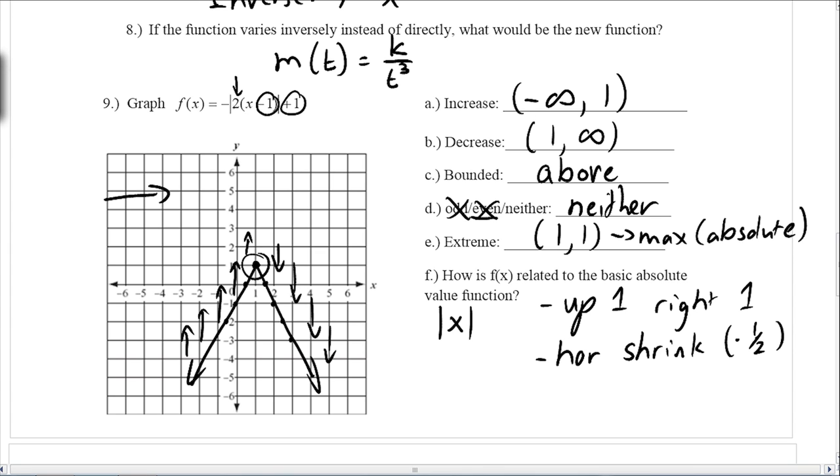And this 2 right here, which you would think would be multiplying the x value by 2, is actually the opposite. It's dividing by 2, or multiplying by 1/2. And then the negative out in front is a reflection over the x-axis. Now you want to do the reflection first, and then move the figure accordingly.